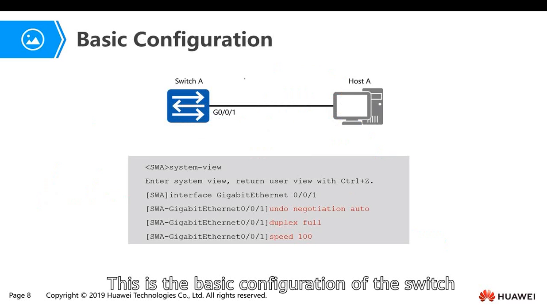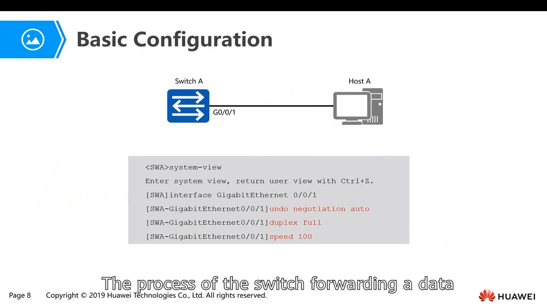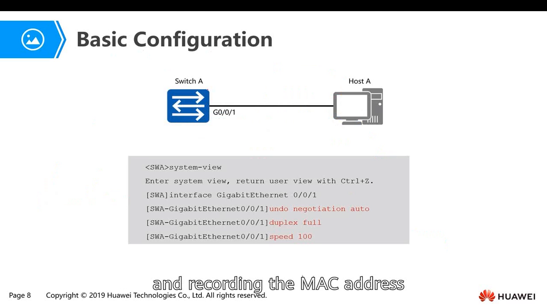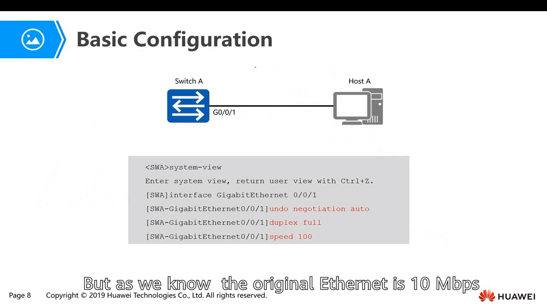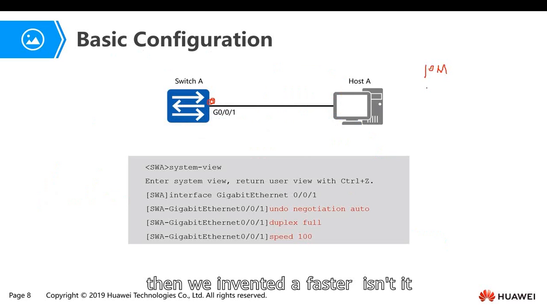This is the basic configuration of the switch. The process of the switch forwarding data and learning MAC addresses works by default. This mechanism is the default, and we do not need to configure it. But as we know, the original Ethernet was 10 Mbps, and then we invented Fast Ethernet, which is 100 Mbps.